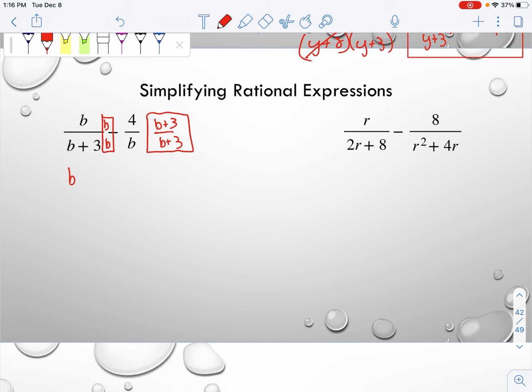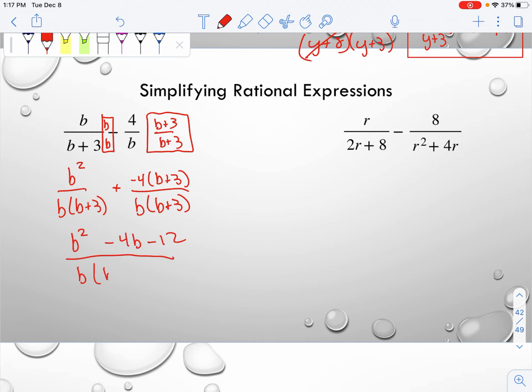All right, so my left side is now b squared over b times b plus 3 minus, I'm going to do plus a negative 4 times b plus 3. So we could distribute that. Okay. And before I walk away from this, let's see if we can factor it.